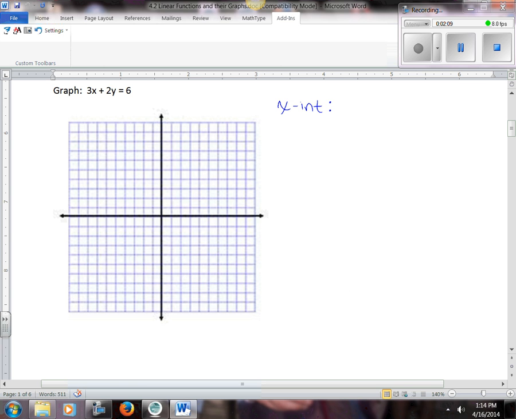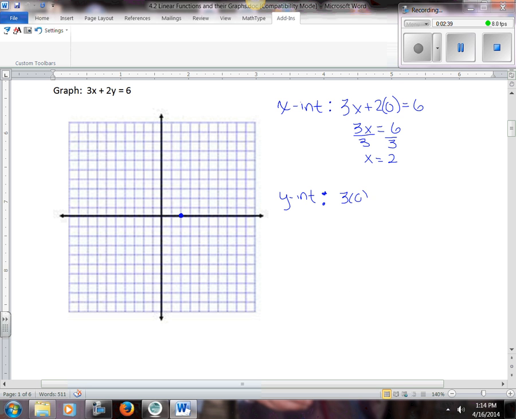To find the x-intercept, again, we plug in 0 for y, and we solve for x. So 2 times 0, anything times 0 is 0, so it just goes away, and we get 3x equals 6. Divide by 3, and you get x equals 2. So that means you have an x-intercept at 2 right here. Now find the y-intercept.